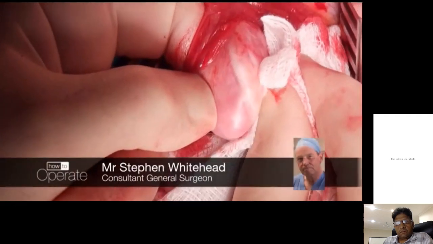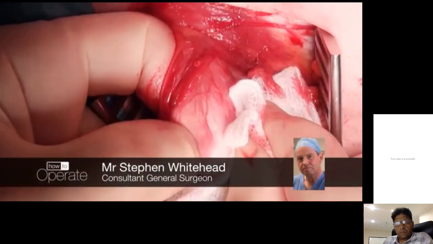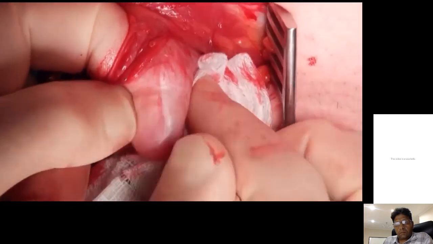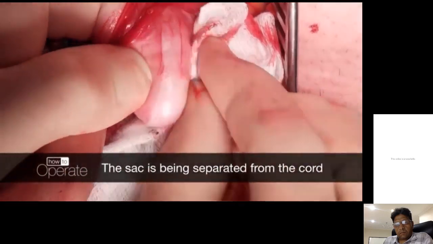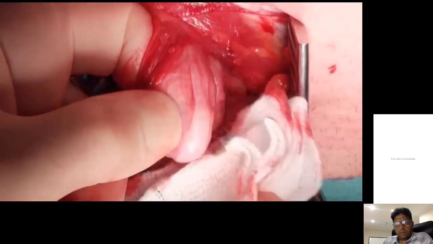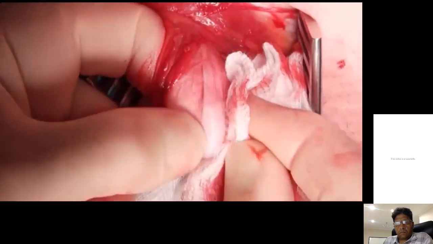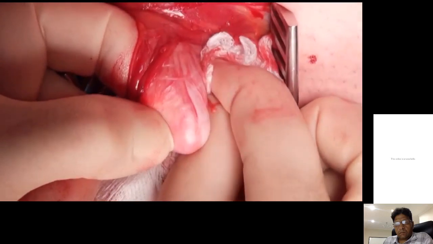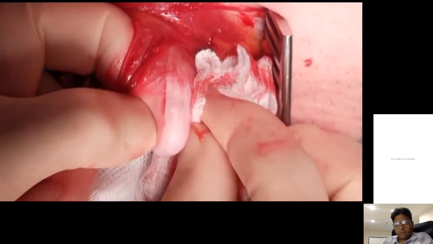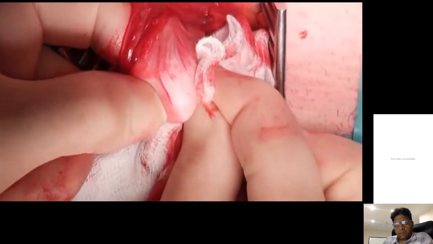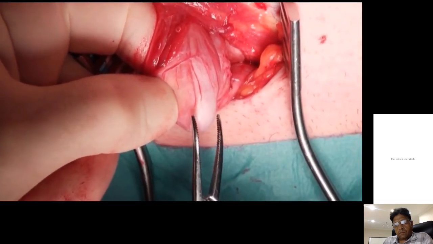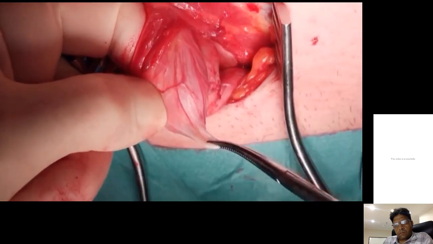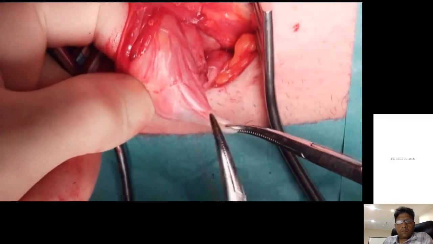What I'm looking for is the edge of the sac, so I can pick up the edge of the sac with a pair of forceps, and we can see the edge of the sac just beginning to show there. This is quite a big hernia. It goes down into the scrotum. We're not going to dissect out the fundus, we're just going to dissect out the sac at this point, get all the way around it and transect it. Pick up the sac with a couple of clips.